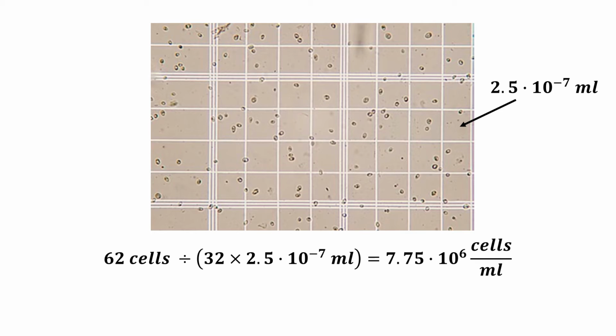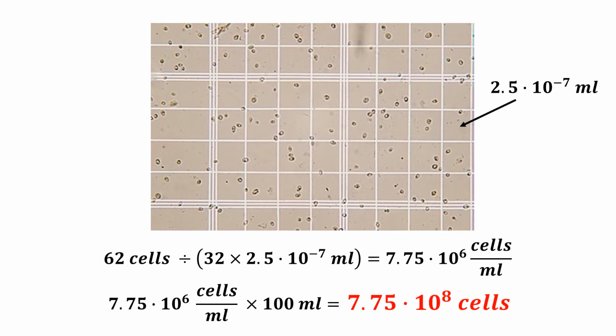If our original sample was 100 milliliters, we could then estimate that there are 7.75 times 10 to the 6th cells per milliliter times the 100 milliliters, which gives us 7.75 times 10 to the 8th total cells in the sample.